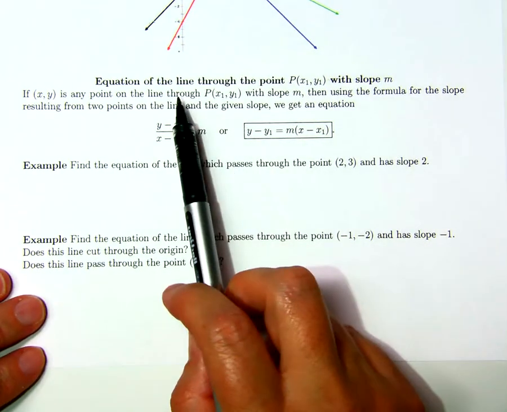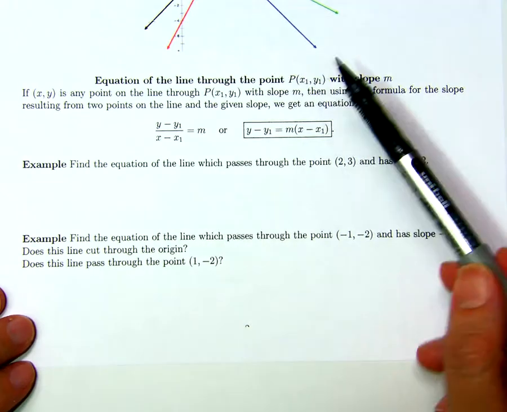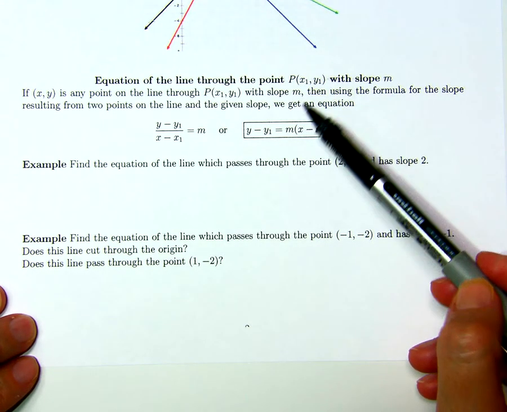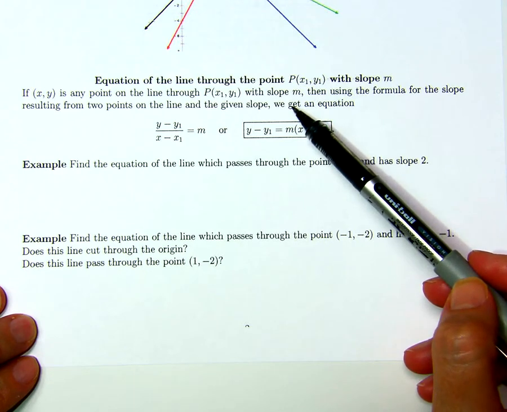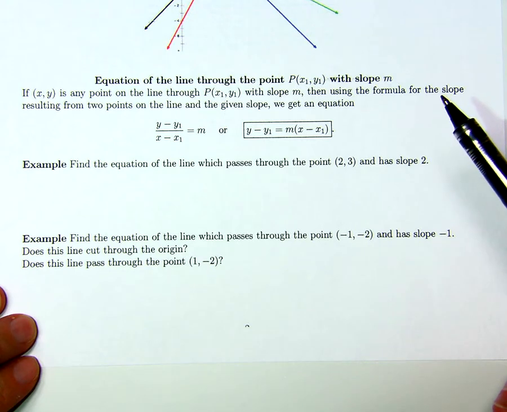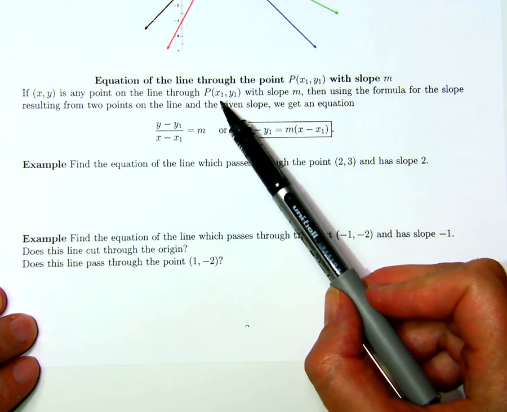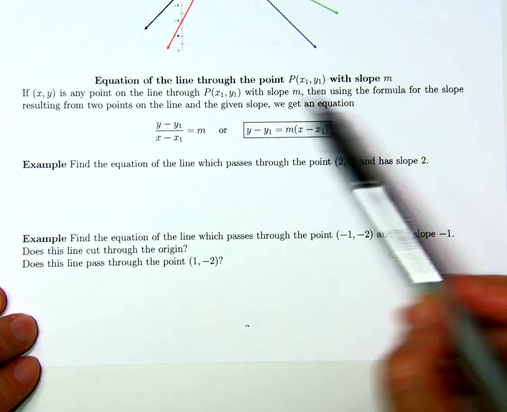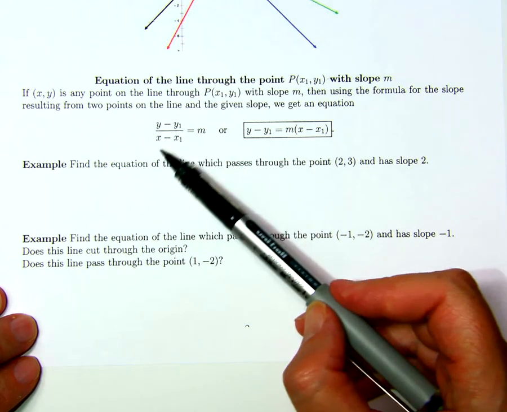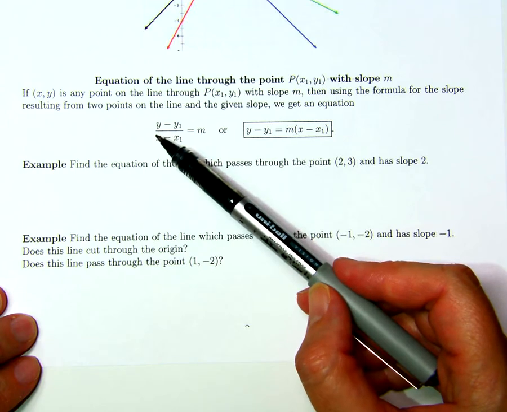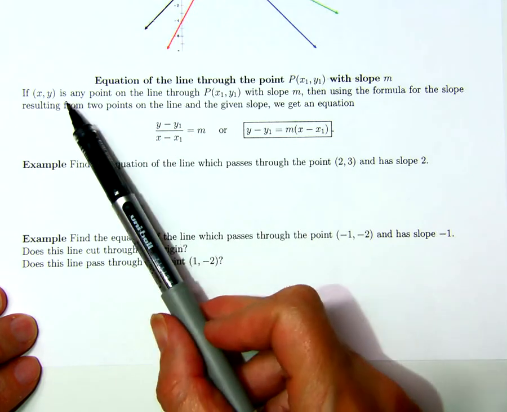To find the equation of a line, we need some information. It's enough to have a point on the line and the slope, or just 2 points on the line. Suppose we have a point on the line with coordinates x1, y1 and a slope m. Then we know that m is equal to y minus y1 divided by x minus x1 for any point x, y which is on the line.